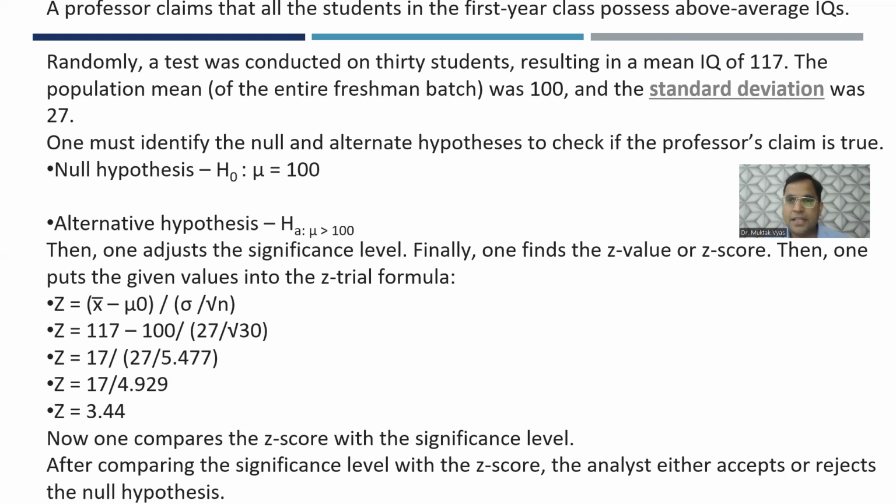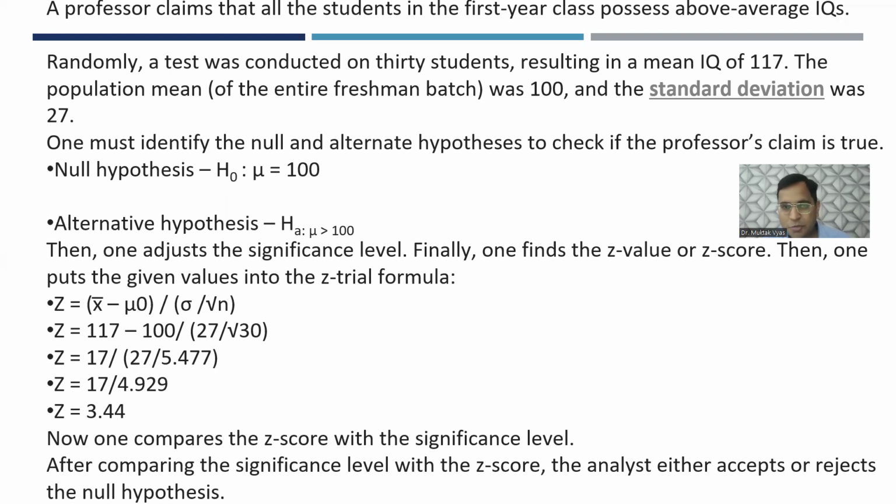One must identify the null and alternate hypothesis to check if the professor's claim is true. Null hypothesis: mu is equal to 100, mu is the population mean. So first we have to make H0. HA is the alternative hypothesis: mu is greater than 100. So this is the alternate hypothesis because the professor wants to test it.